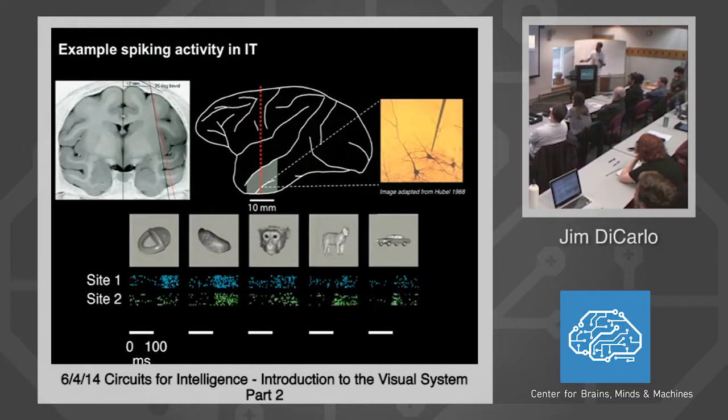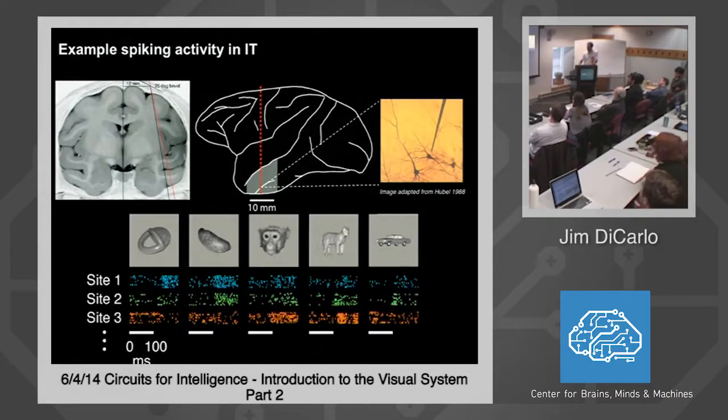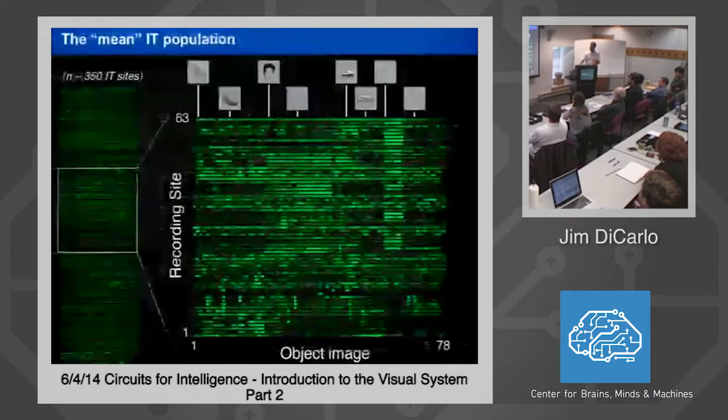Here's another site like this, it doesn't like that, likes this a little more, needs a little less. And here's another site in IT, and it really likes this for some reason, and this as well, but not so much those. Okay, so that's a feel for the data. This is what raw, spiky IT data look like.